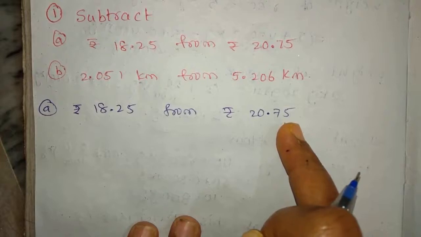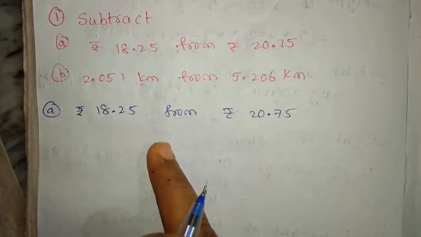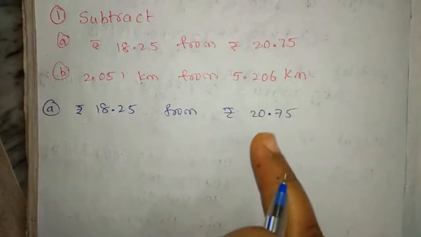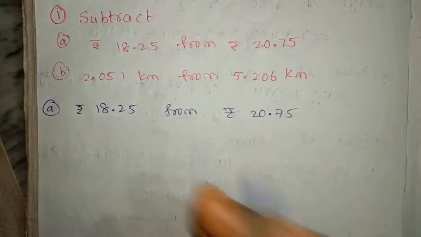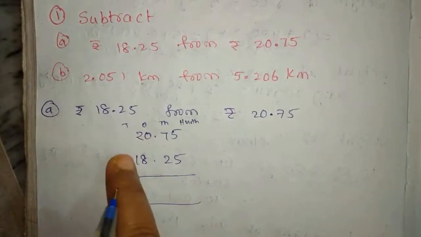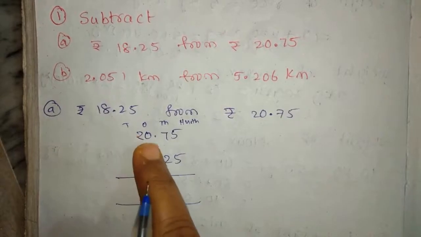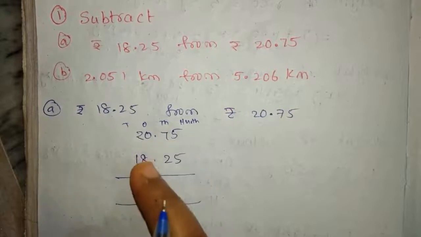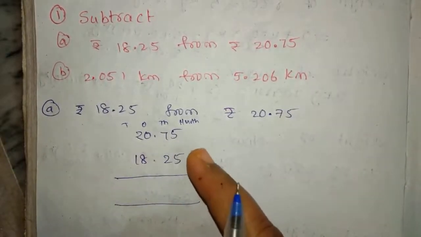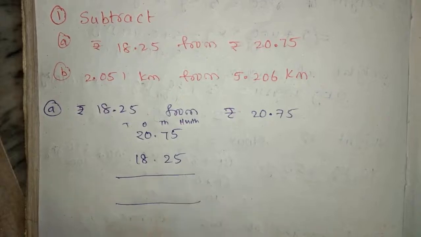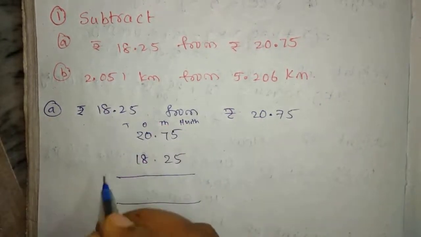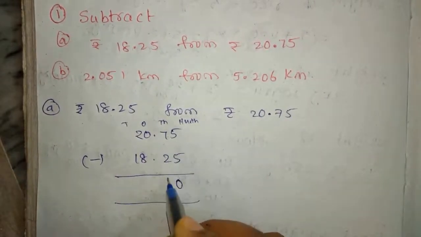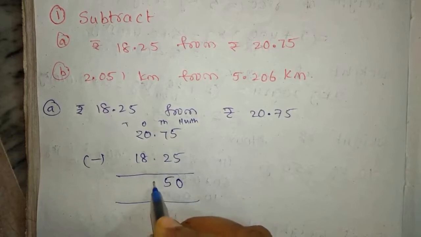So first we have to write the bigger number, then below it we write the smaller number. Bigger number is 20.75. Here the place values are tens, ones, tenths, and here the hundredths. First the bigger number, then we write the smaller number. Now we subtract this. Here 5 minus 5 is 0. 7 minus 2 is 5. We keep the decimal point here.